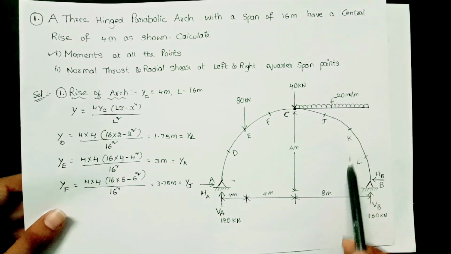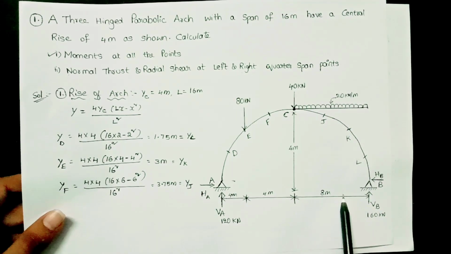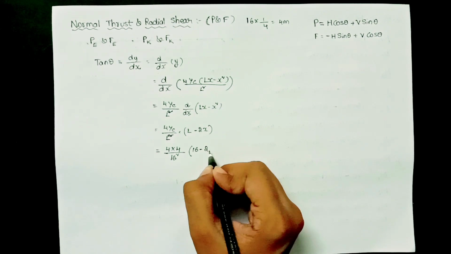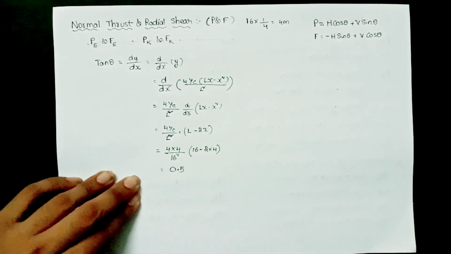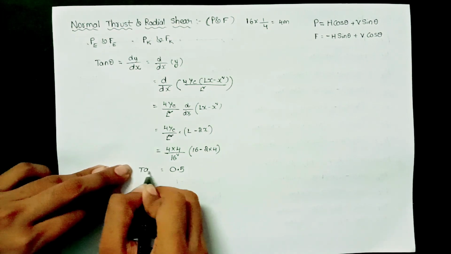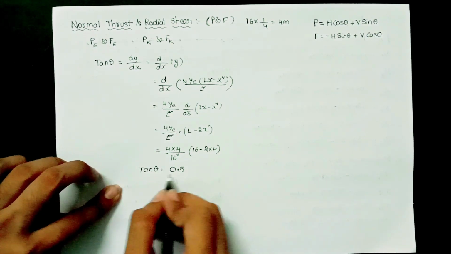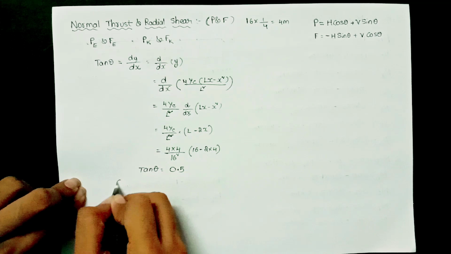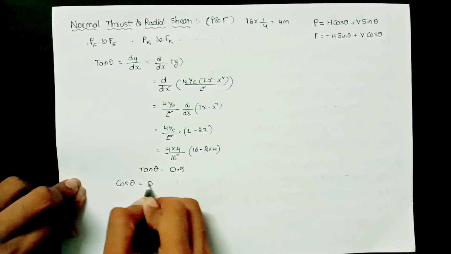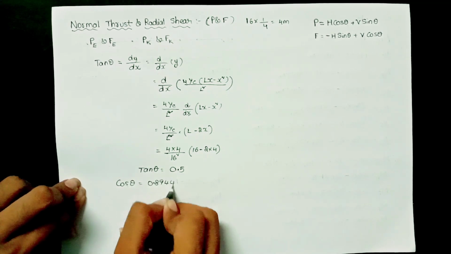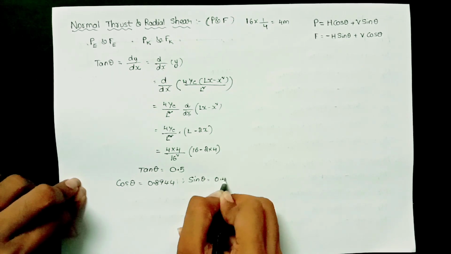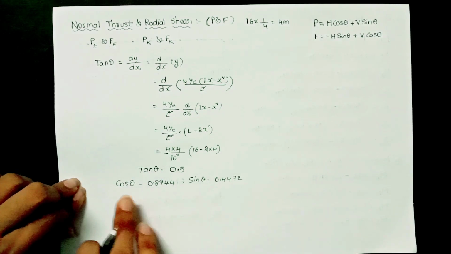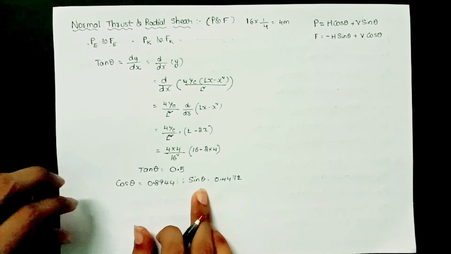Suppose the point K is also 4 meters, so both are 4 meters. I am substituting 4, so the value is 0.5. This is the value of tan theta. By using this relation, we can calculate the value of cos theta, that is 0.8944, and similarly sin theta equal to 0.4472. So I have obtained the values of cos theta and sin theta.